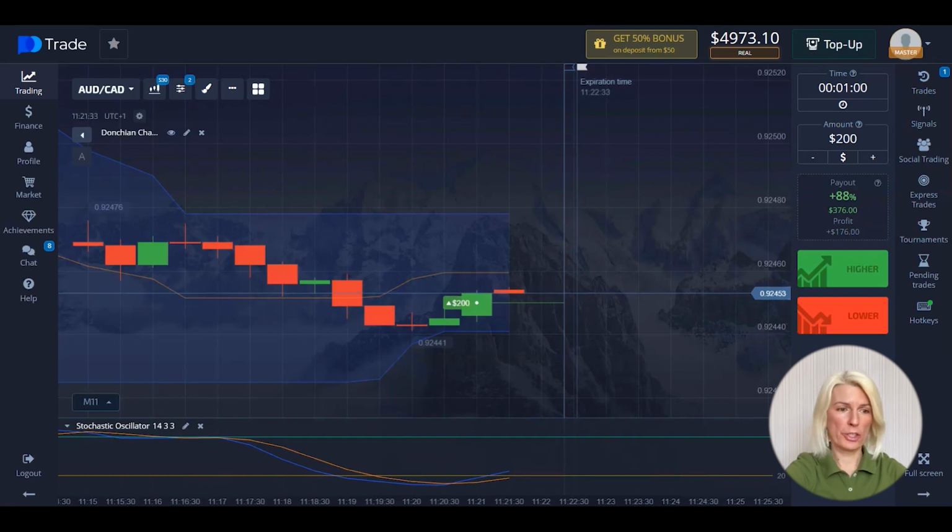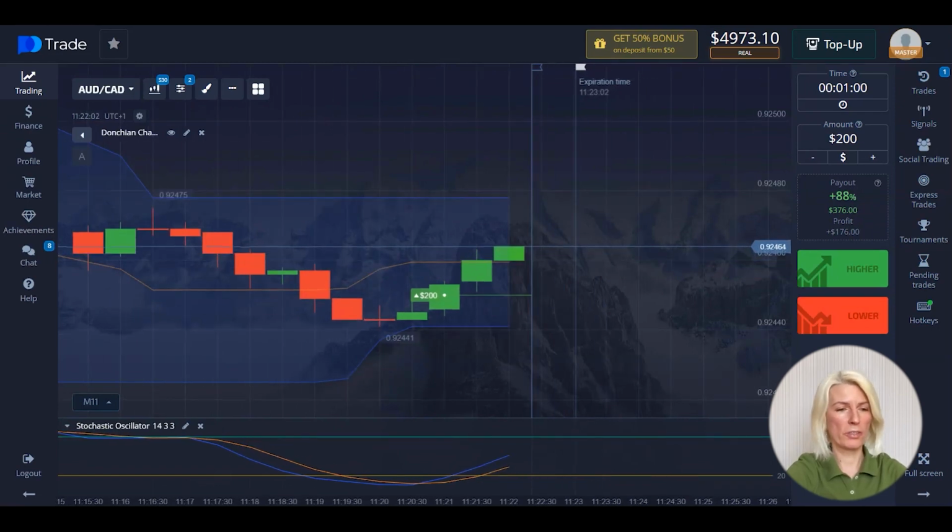I made this decision because of the price reversal at 0.9244 and the beginning of an uptrend. We see the same signal from the stochastic oscillator indicator. As we can see, the price has moved in the right direction and now we can sit back and look at what's happening. Just a quick reminder, we're using two indicators today, the Donchian channel and the stochastic oscillator.